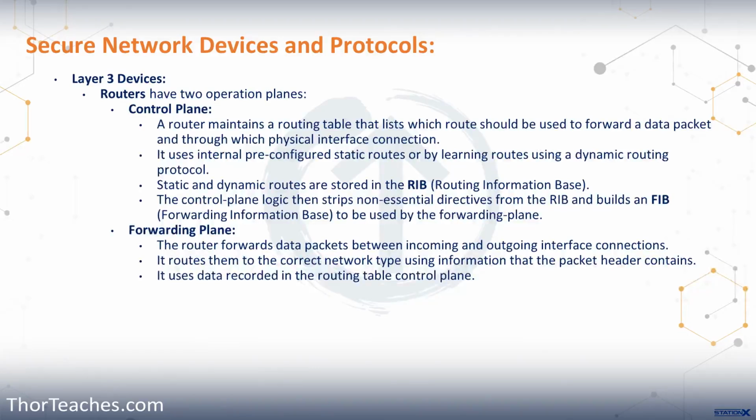In the forwarding plane, the router forwards all the data between the incoming and outgoing interface connections. And it does that using the network type from the packet header, and just like FTP, the control plane is the brains. It figures out where to send it, and the forwarding plane sends the data.